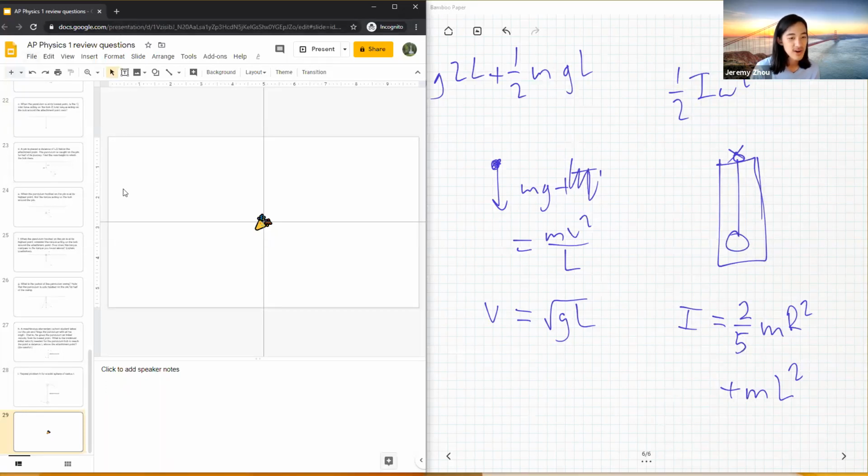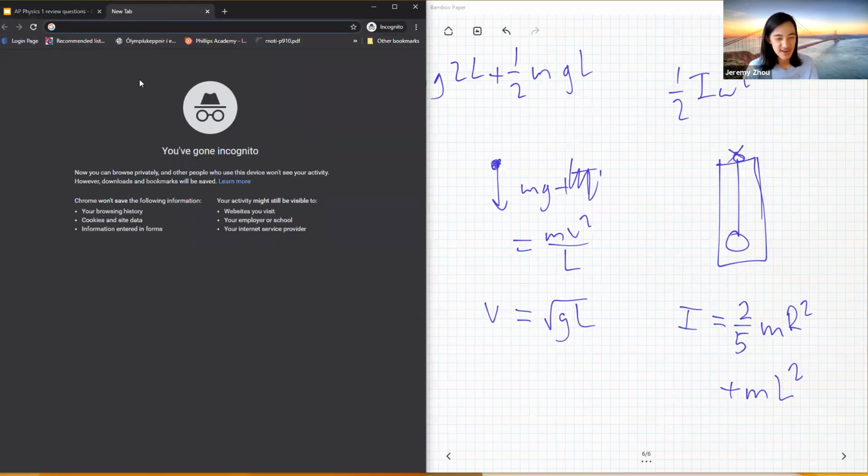What does m l squared mean again for the attachment point? m l squared comes from the parallel axis theorem. So I think you can use the perpendicular axis theorem.